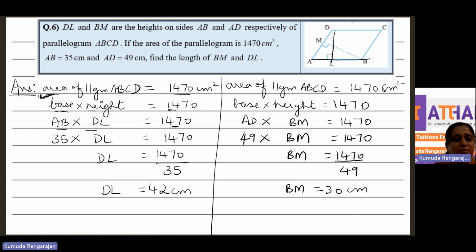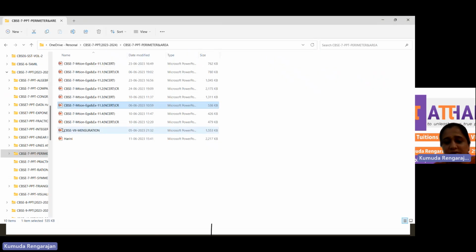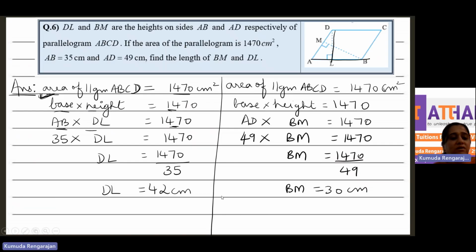Next step, instead of AB, every step there should be a change. Instead of AB, you must write the value of AB, 35. 35 into DL is equal to 1470. So finally, 35 goes to the other side for division. So DL is equal to 1470 by 35, which is 42.